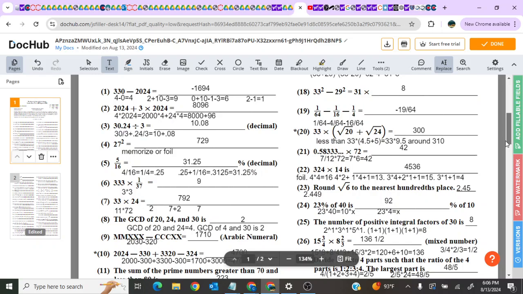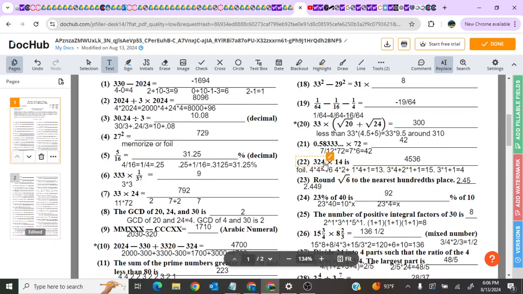22, you just FOIL it. 4 times 4, get you 16, carry a 1. 4 times 1 plus 4 times 2, plus that 1 you carried over is 13. Carry another 1. 3 times 1, 3 times 4 plus 4 times 2. You should know how to do this. And if you do that, you should get 4.536.